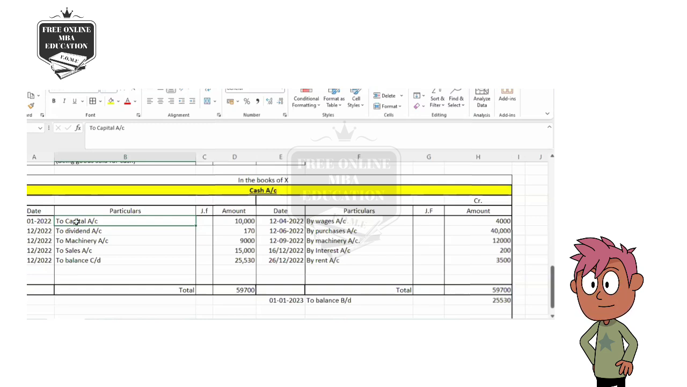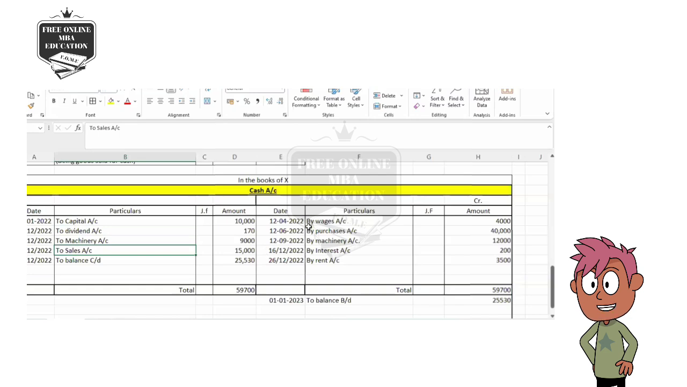See, the capital account we checked. In the capital account we received cash. By way of this dividend we received dividend. By way of machinery we sold machinery, so we received cash. By way of sales we made sales and we received cash. So these all transactions are such in which the cash is received in a business.